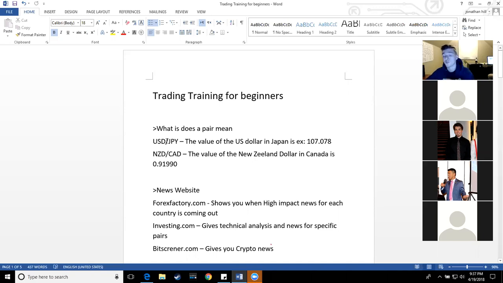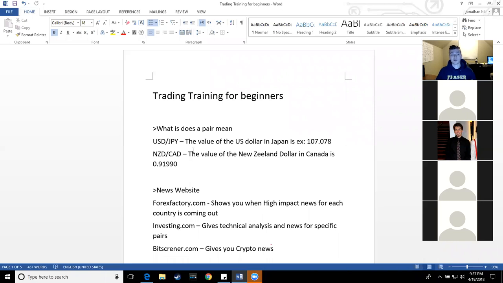This was something that really confused me when I first got started with trading. I didn't really understand what it meant when it said USD JPY. What is that? What is 107.07? What a pair really means is, when you're looking at it, the first part, USD, is the first half of the pair. What USD JPY is saying is that the value of the US dollar in Japan is 107.07 yen. So if you were to go over there and exchange US dollars for Japanese yen, for every 1 US dollar you exchange, you'd get 107 yen back.